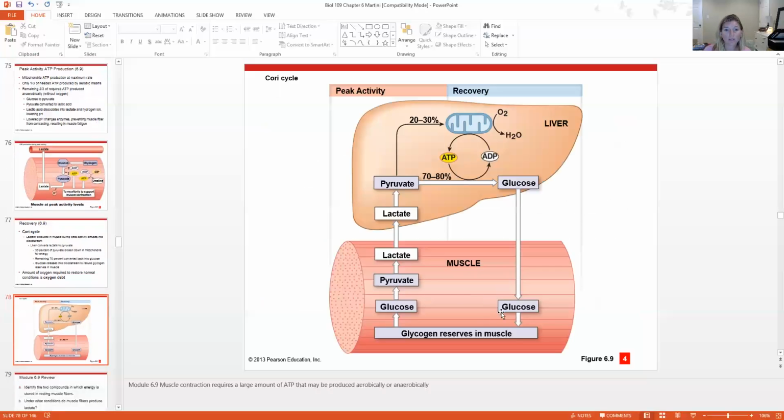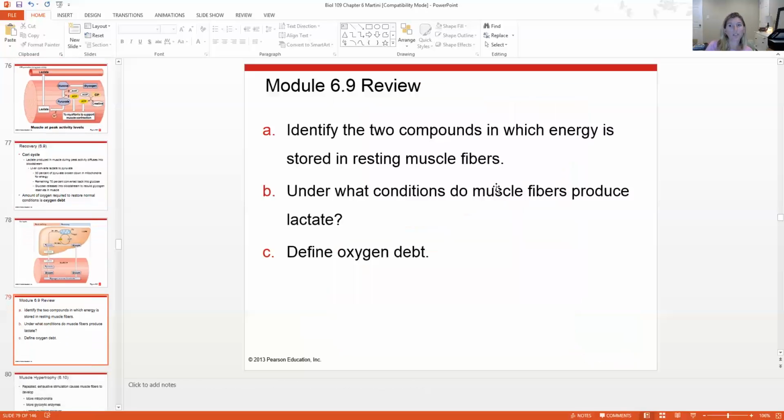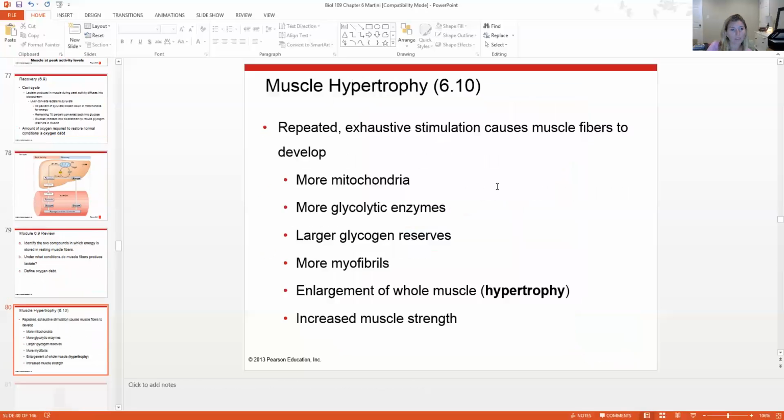Here is the Cori cycle, all of that lactate being released from the lactic acid, going to the liver, where it's converted back into pyruvate, back into glucose, which goes back into the liver cell. It can also be converted into glycogen in the liver as well. You can pause the video, go back and review if you need to.